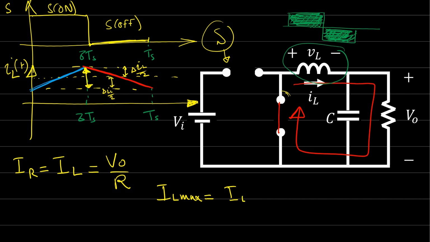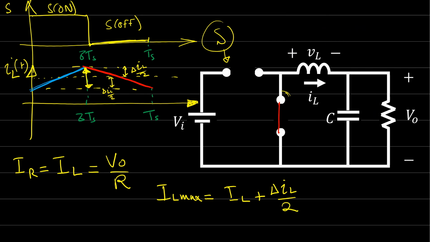The average current on the inductor, which is the same as the average current on the resistor or on the load, plus this small ripple, which is delta IL over R, delta IL over 2. Last time we found that delta IL, the change of the current from here to here, from the slopes, is equal to how much? V out over L times 1 minus delta times Ts, right?